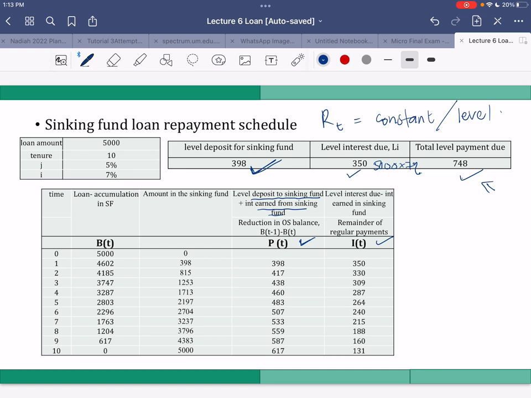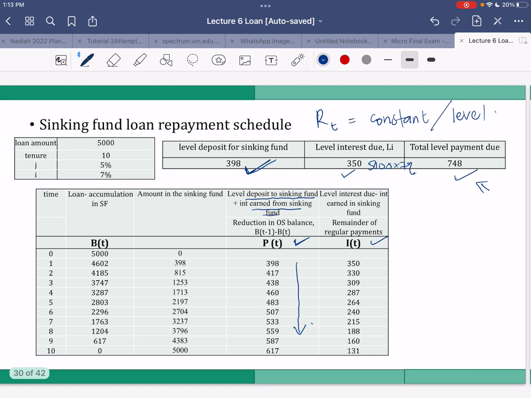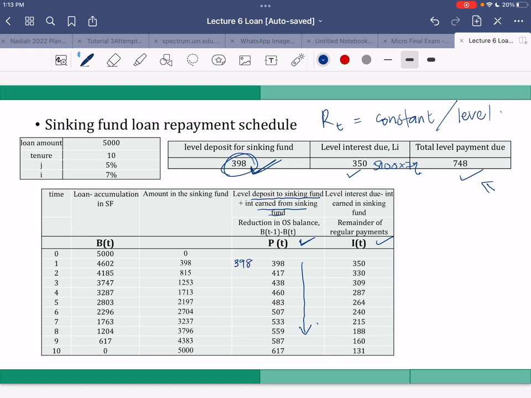So if you see here, the PT keeps increasing because there is the level deposit to the sinking fund, which is 398. For the first year you just have 398. You don't have any deposit at time 0, so you don't have any money in the sinking fund, so there is no interest earned, so the interest earned is 0. So your PT is simply 398. But the second one, you have 398 plus a certain amount, and this interest earned from the sinking fund will keep on increasing because of the amount in your sinking fund.